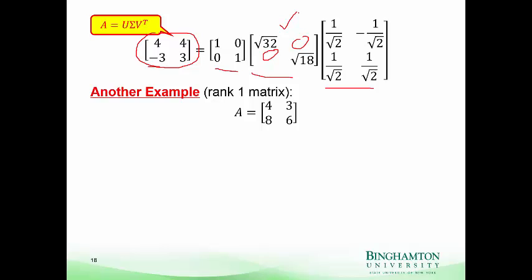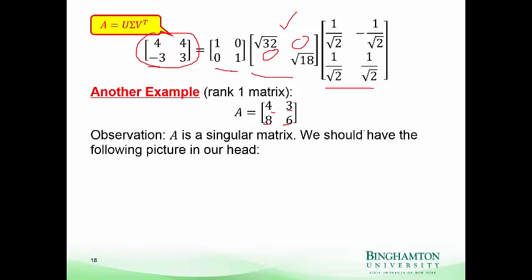So here's another example. Now we have a rank 1 matrix. You can check that either with MATLAB, or you can just look to see 8 is 2 times 4, 6 is 2 times 3. So the bottom row is just twice the top row. So A is a singular matrix because it's rank 1. Full rank would be rank 2.